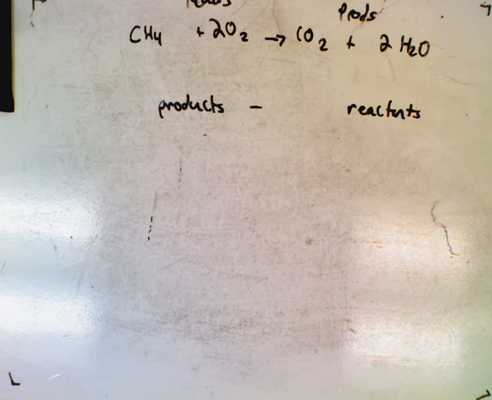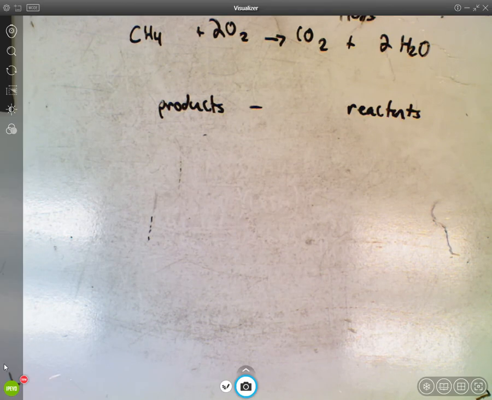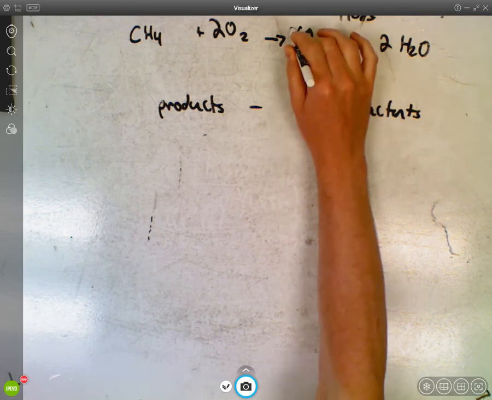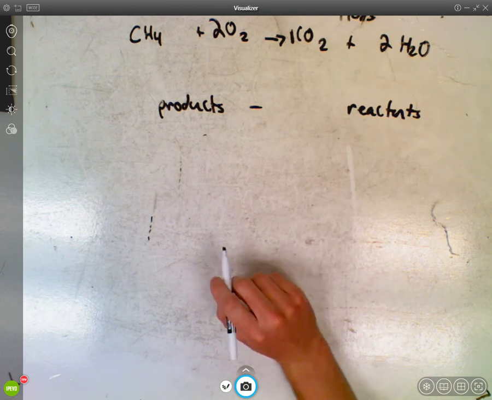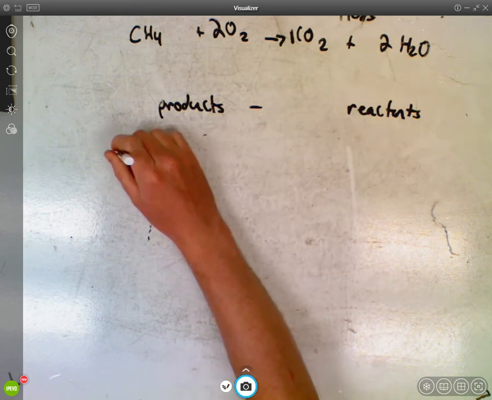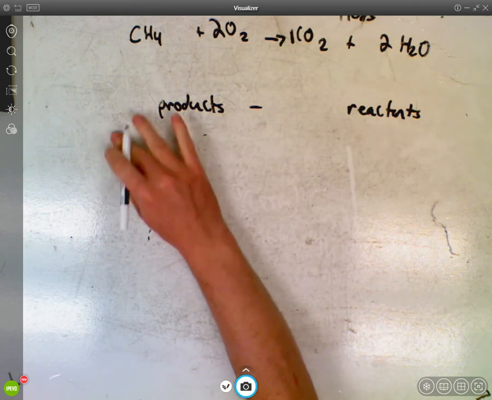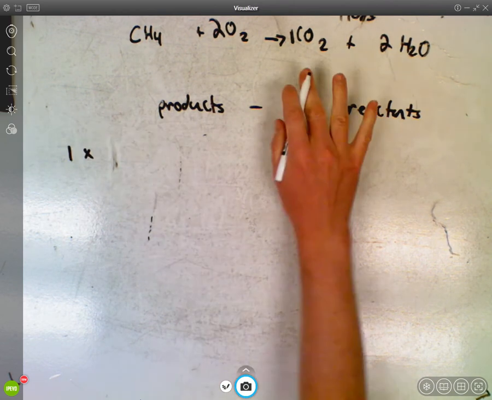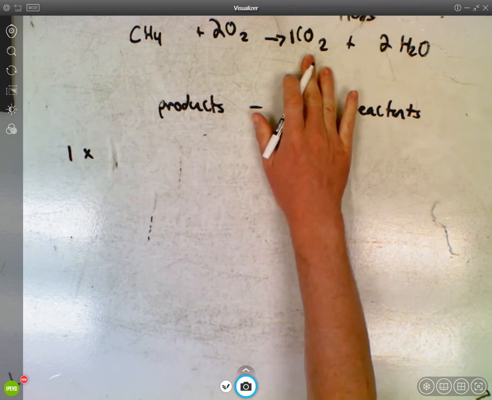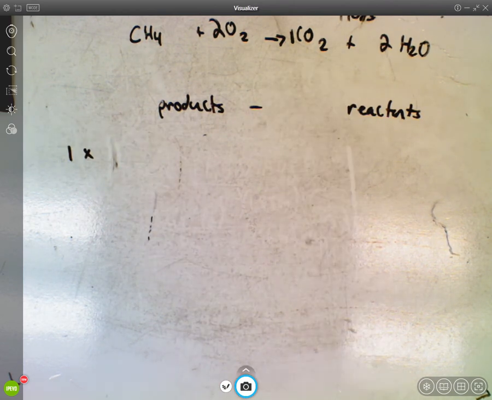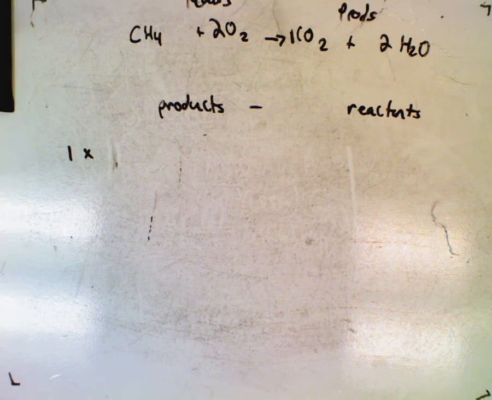And what I also need to do is look at my data booklet. So when you have nothing in front, it just means 1. Nothing means 1. So this has a coefficient of 1 in front. So I'll start over here, 1 times, and I have to look up the value for this. So the value for that heat of formation, I thought I had this open.